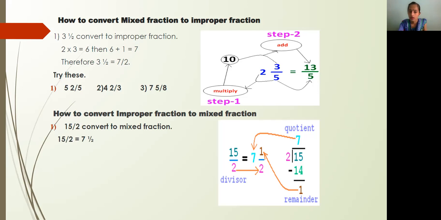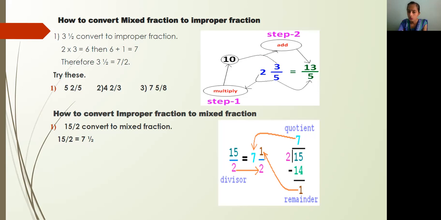15 by 2 is converted into a mixed fraction. How? See the diagram. Here 15 by 2 is there. We have to divide 15 by 2. 2 7s are 14, so the quotient is 7 and the remainder is 1. The quotient is taken as a whole number. Then remainder by divisor is the proper fraction.